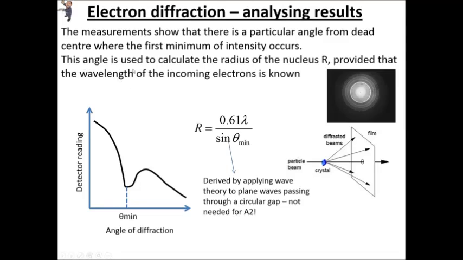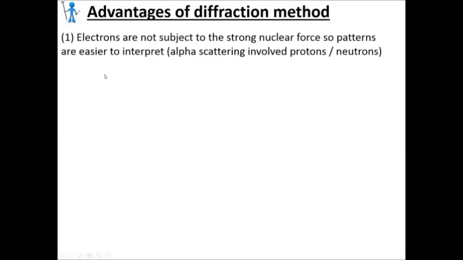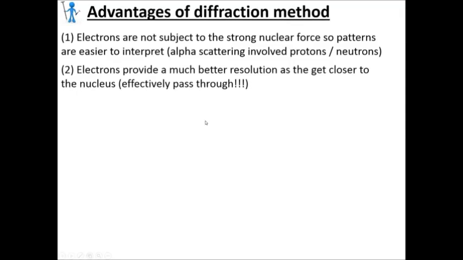Okay, so this angle is used to calculate the radius of the nucleus R, and this gives you much better results. And what you do need to know for the exam is why it gives you better results, and that's what I'm just going to finish off with. And this is the advantage of the diffraction method over Rutherford's closest approach method. So here we go. Electrons aren't subject to the strong nuclear force, so patterns are easy to interpret. If you remember, alpha scattering involved protons and neutrons. This doesn't, it's just electrons that are involved, so there's no strong nuclear force to get in the way.